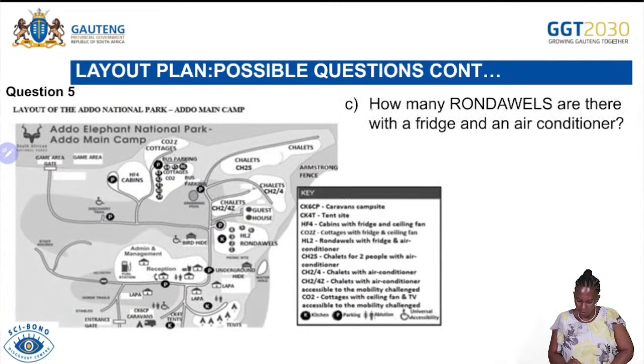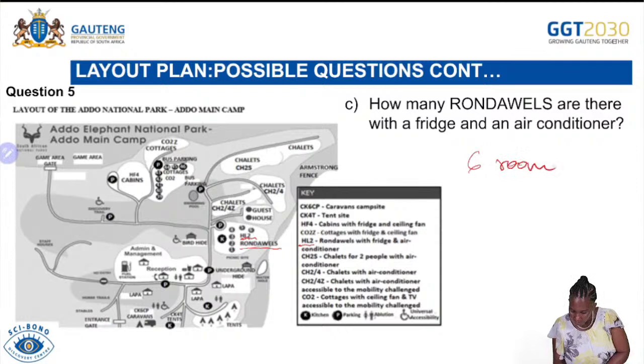Now the next question, how many rondavels are there with a fridge and an air conditioner? So you quickly go to your key and then you check where the rondavel with a fridge and aircon is. So that is HL2. And then you quickly go to the map there, the layout plan, and you look at the rondavels with that one, and then it says how many rooms. It is 1, 2, 3, 4, 5, 6. So it's 6 rondavels.